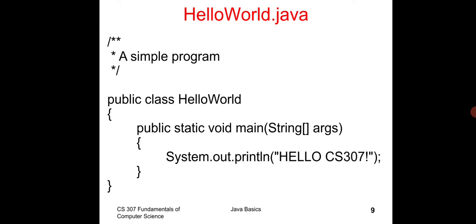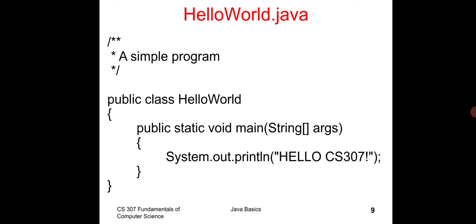H is a capital letter. Java is case sensitive, so you have to write the words as they are, like in the system class, System.out.println. System is one of the classes, so it should start with a capital letter. Then public static void main, String is one of the classes, so it should also start with a capital letter. Here, the arguments have a square bracket.